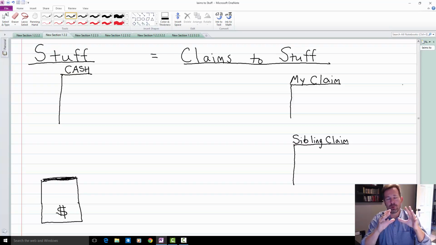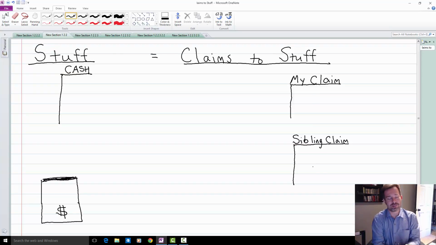We're going to have what we call stuff and claims to stuff. Stuff is obviously what we own. In the example we're using, the only thing we have is cash, so I've got the little cash bucket drawn here. And the only two people that have a claim to what's in that bucket are you and your sibling. So my claim and the sibling claim is right there.